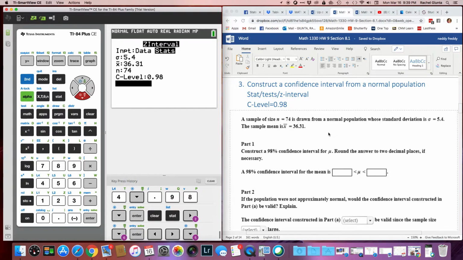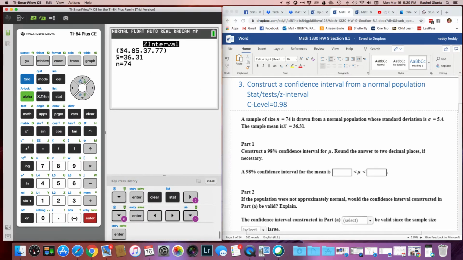And then you calculate, and the two numbers up here in parentheses are the two answers that go into the boxes, and put them in the same order that they gave it to you. So here it would be 34.85 in the left box and 37.77 in the right box. You don't need to do anything with these other two numbers that it gives you.